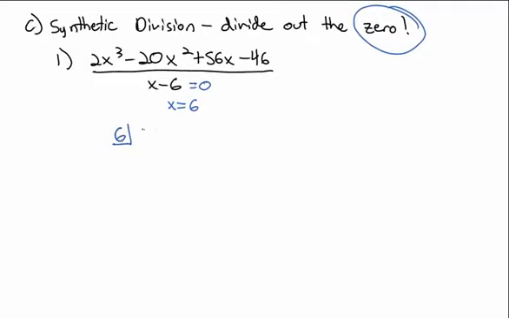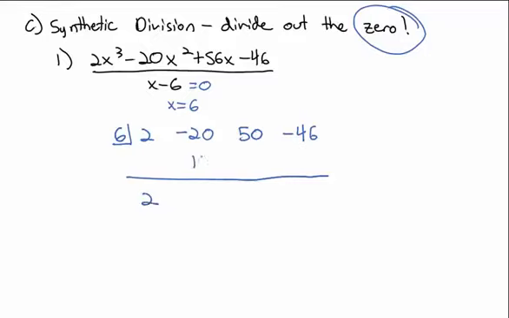We'll put the 6 in the corner and we get 2, negative 20, 56, and negative 46 for our numbers across. And this becomes our synthetic division. Bring the 2 down. 2 times 6 is 12, minus 20 is negative 8, times 6 is negative 48. Add 56 is 8, times 6 is 48, minus 46 is 2.